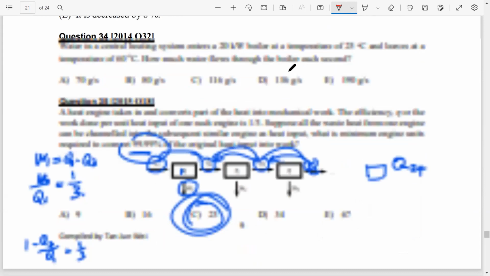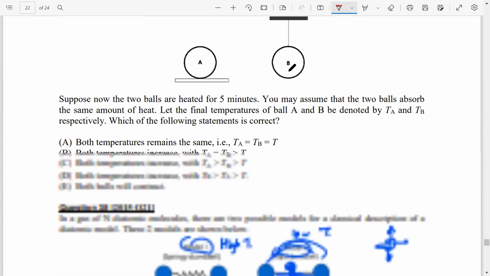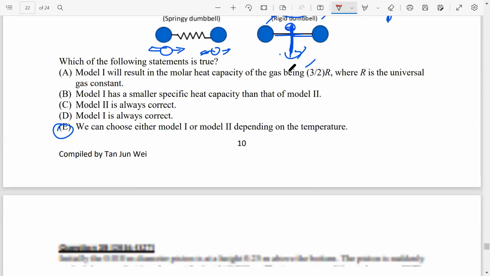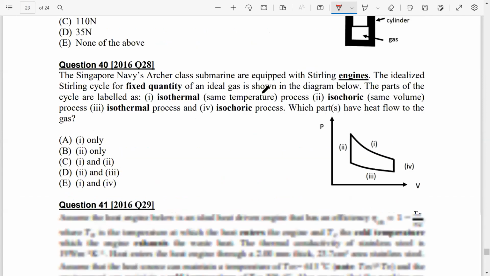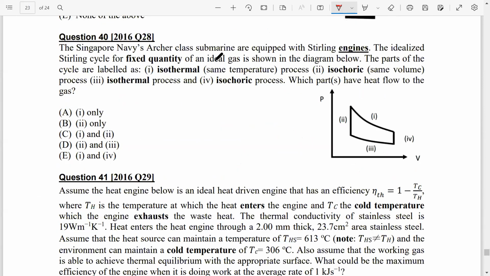Okay, let's see. You see question 40. Here you have isothermal, isochoric, isothermal, isochoric. They make it easy. Which parts have heat flow to the gas?